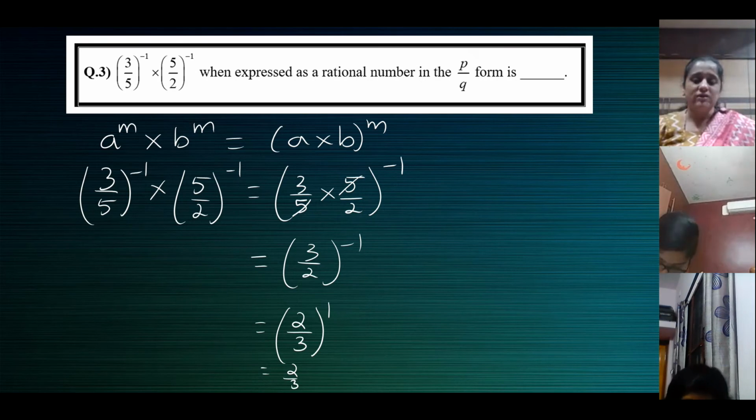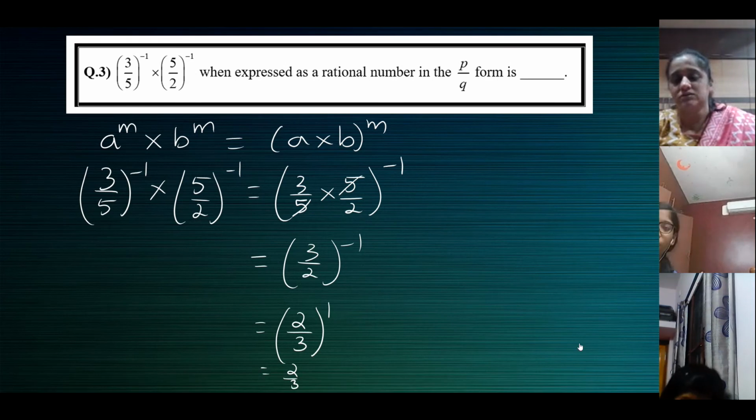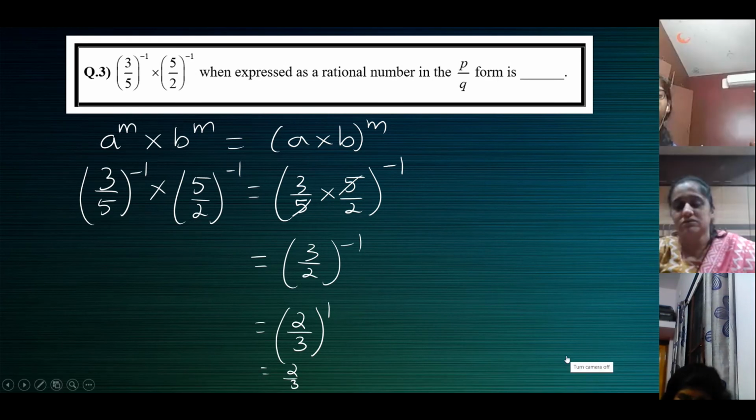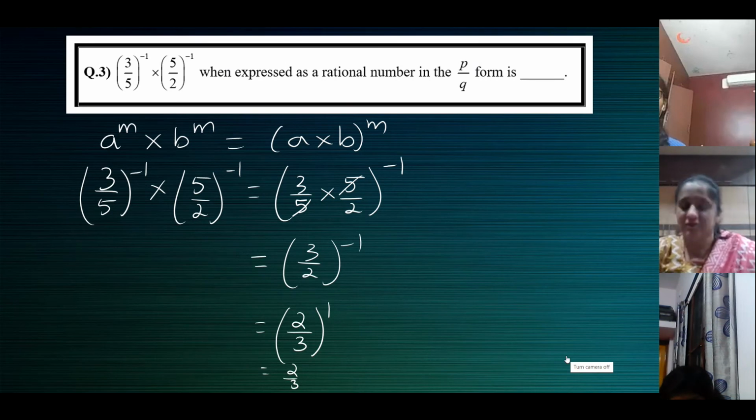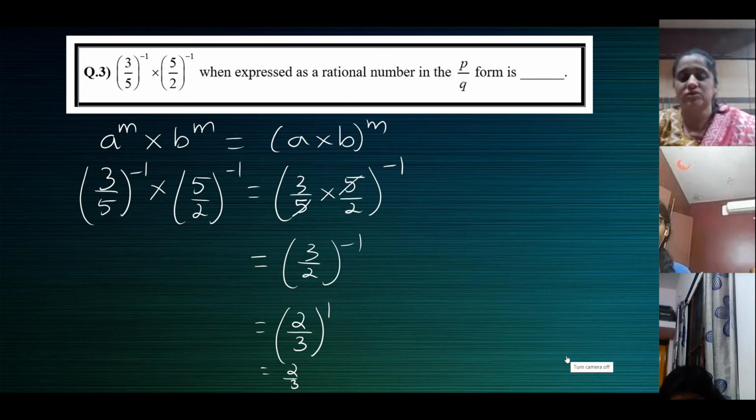We'll do it in another way. This is one of the ways of working. I did it by finding the equivalent of 3 by 5 raised to the power -1 and 5 by 2. That's the other method. We'll do that also. Yes, you can use the law like this, or you can use that method also.